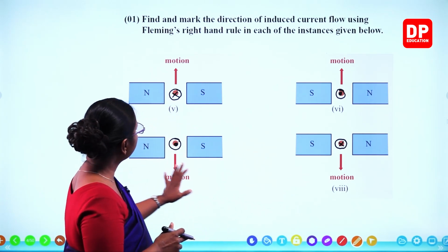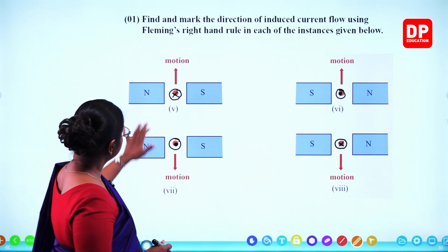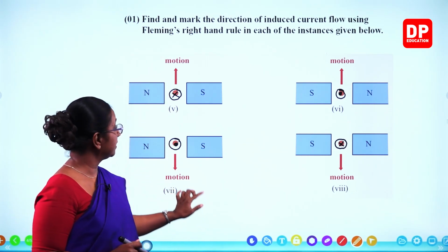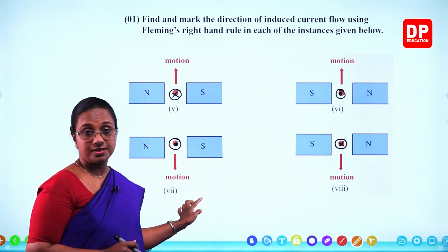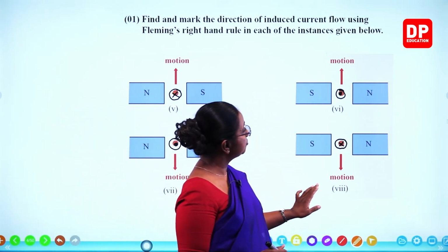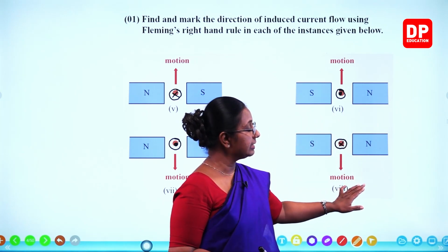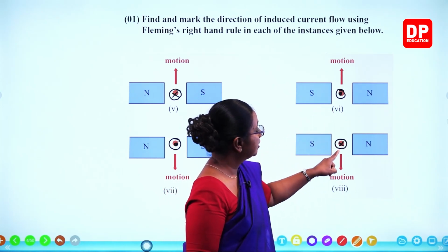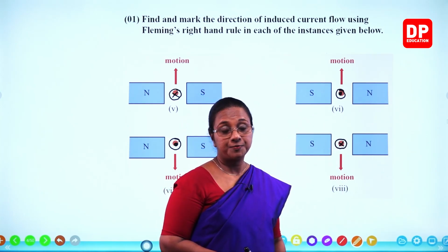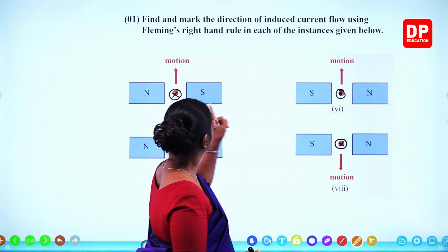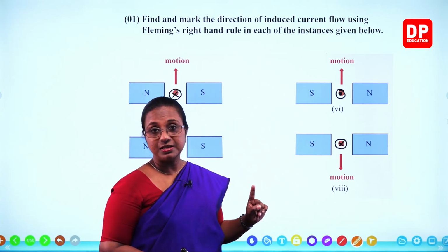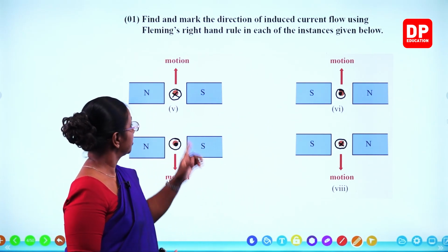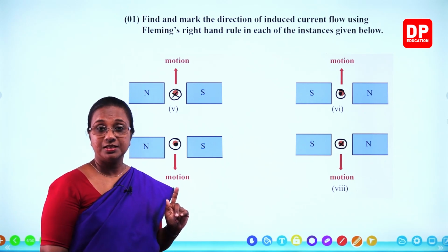Now here also you can identify the relationship. In these two, the field is the same, direction of motion is opposite, current flow is opposite. If you take these two, again the direction of magnetic field is the same, but the direction of motion are opposite. Therefore, the current flow are opposite. Now these two, motion is in the same direction, but the magnetic field is in the opposite directions. So the current flow is opposite.